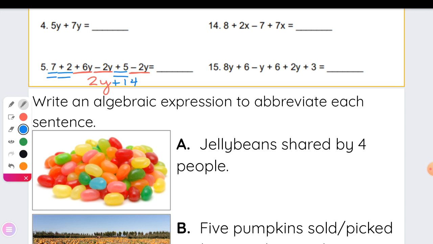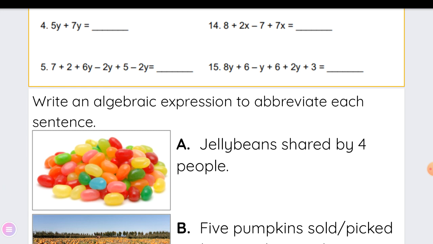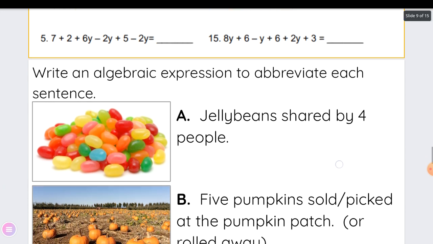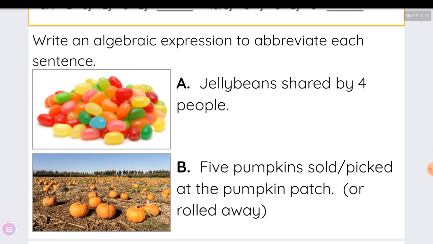Yes? Oh, yeah, never mind. How many terms does our simplified expression have, Bryce? 2. Okay, look at the other piece of paper I just handed out. These expressions make a little more sense than those carrots and muffin ones. Write an algebraic expression to abbreviate each sentence, which means turn it into an algebraic expression.